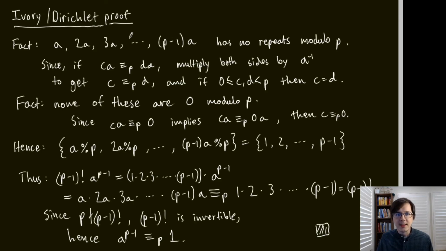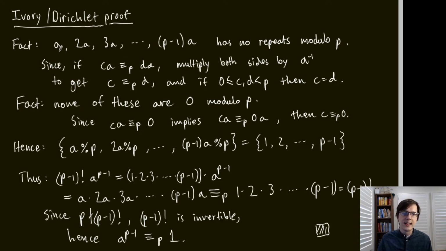Now it's time for the third proof. And this one is the Ivory / Dirichlet proof. I guess Ivory found one, the world forgot about it, and Dirichlet came up with one again, using basically the same techniques. This is the one that shows up in the textbook. So the first thing to observe, and also this is a nice one because it gives us some more idea of the structure of numbers modulo p.